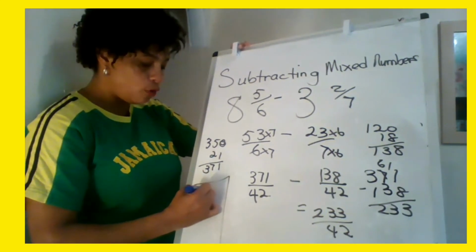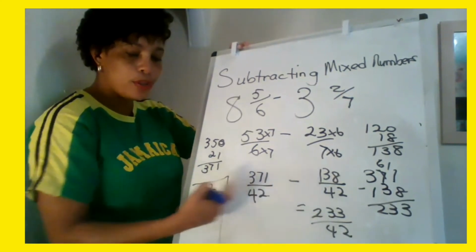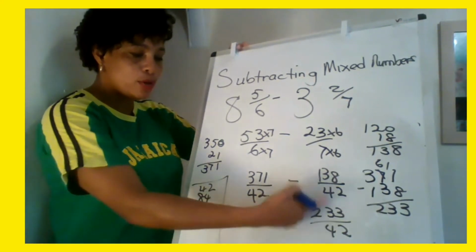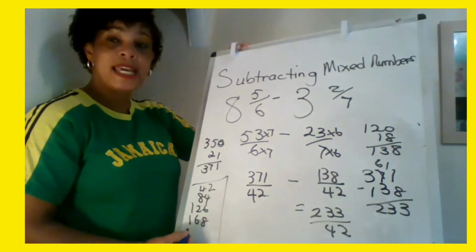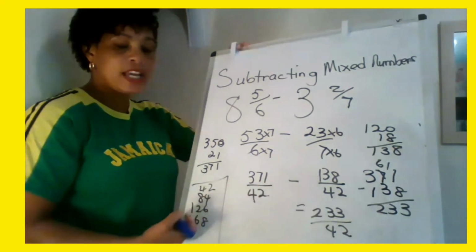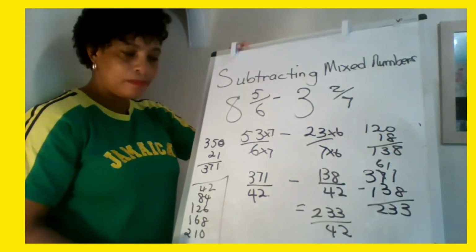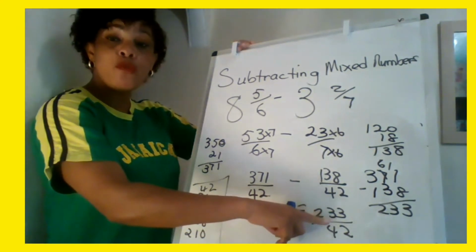42 times 1 is 42. 42 times 2 is 84, so I can get more than that. 42 times 3 is 126, so I can get out more than 3 times. 42 times 4 is 168. I'm going to see if I can get any more of it. 42 times 5 is 210. And if I do 42 times 6, I'm going to be going over 233.